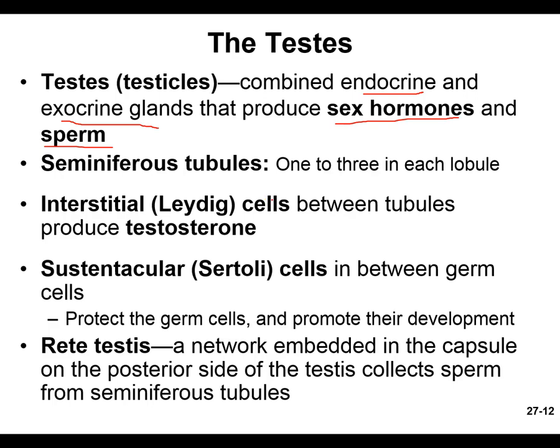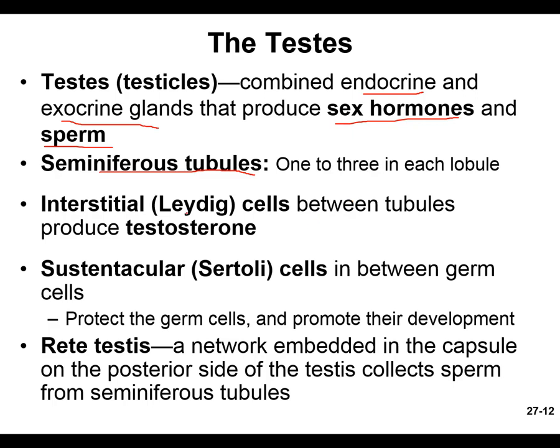We call this type of gland a cytogenic gland. So cyto means cell, genic means creating. So it creates a whole cell and then excretes it. It's an exocrine gland. So we also have what makes up the testes, the seminiferous tubules. And these seminiferous tubules are where we're going to see the production of the sperm. You have 1 to 3 of them in each of the lobules.